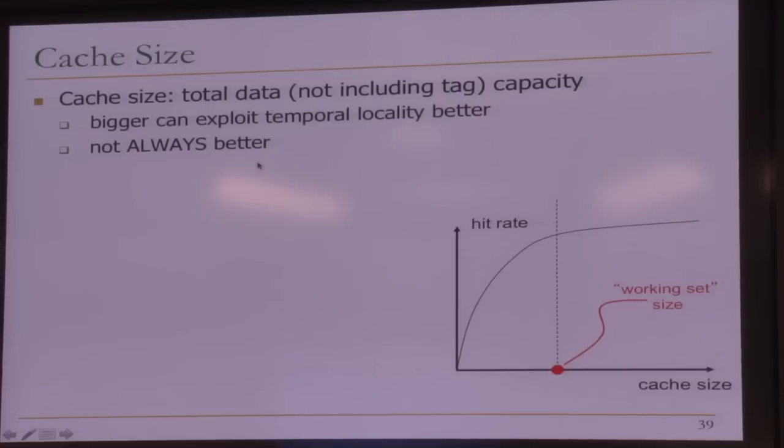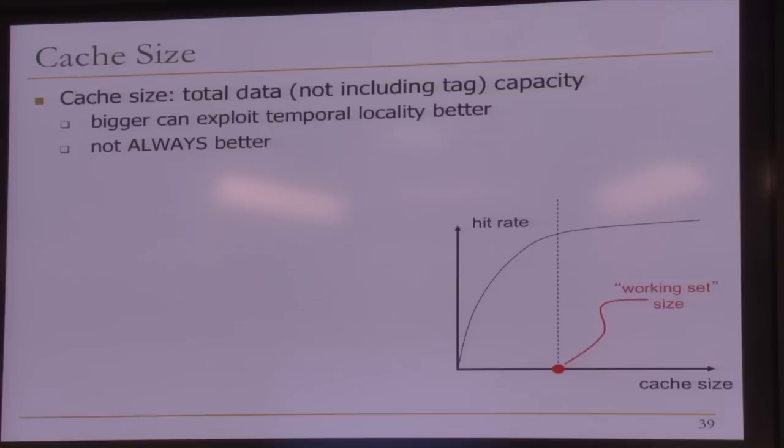So cache size, when people talk about cache size, we normally indicate the total data capacity. Normally, tag capacity is not included, even though it could be a substantial portion. When people say, for example, 64 kilobyte cache, it really refers to the data store. And if you have 64 byte blocks, you really have 1K blocks in that cache. Tag store is not included.